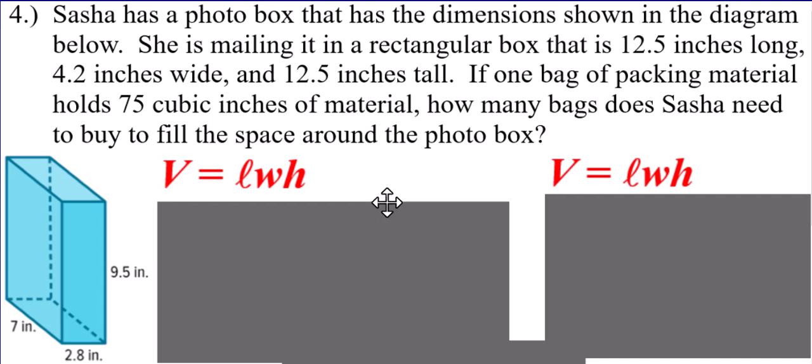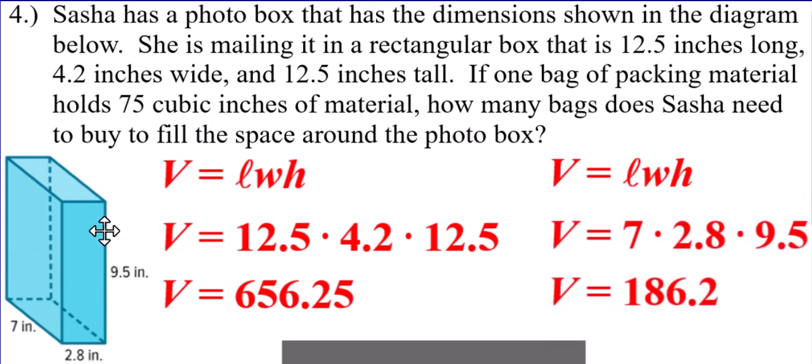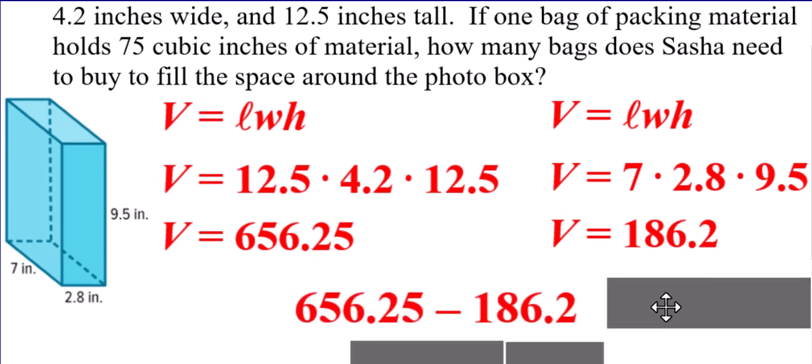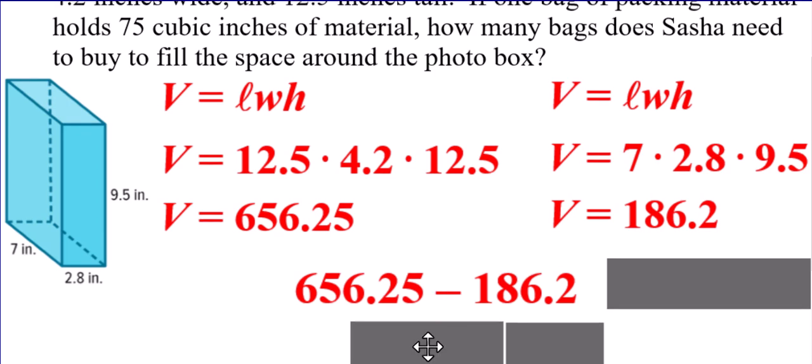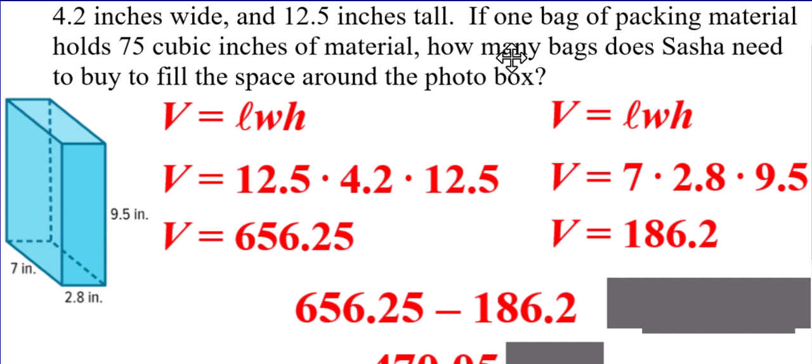All right, using the dimensions in the second sentence, the bigger box has a volume of 656.25 cubic inches. The smaller box, if you use the dimensions from the drawing, will give you a volume of 186.2 cubic inches. If you subtract them, then you will be able to find the volume of the space around the photo box. Am I done? Let me revisit this question. Oh, no, I'm not done.